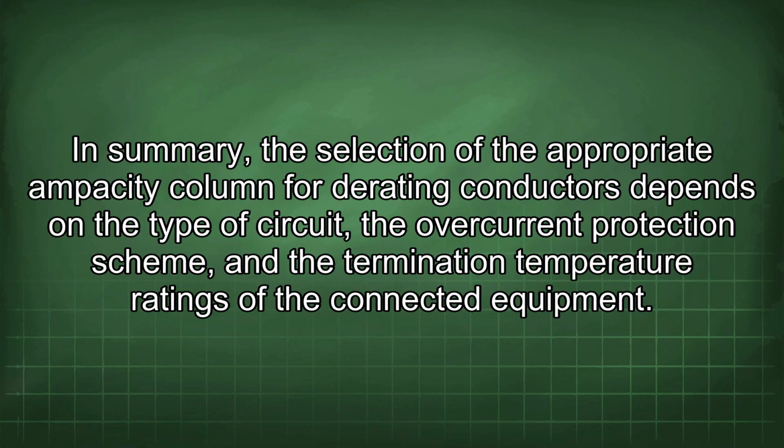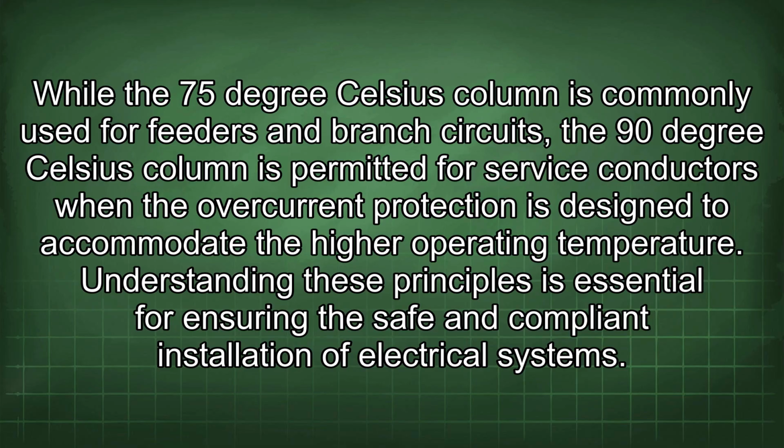In summary, the selection of the appropriate ampacity column for derating conductors depends on the type of circuit, the overcurrent protection scheme, and the termination temperature ratings of the connected equipment. While the 75°C column is commonly used for feeders and branch circuits, the 90°C column is permitted for service conductors when the overcurrent protection is designed to accommodate the higher operating temperature. Understanding these principles is essential for ensuring the safe and compliant installation of electrical systems.